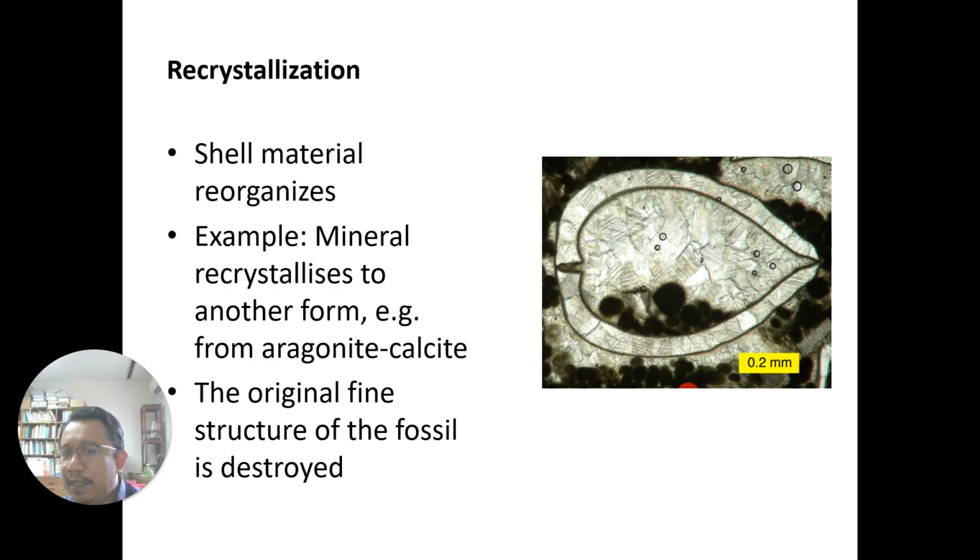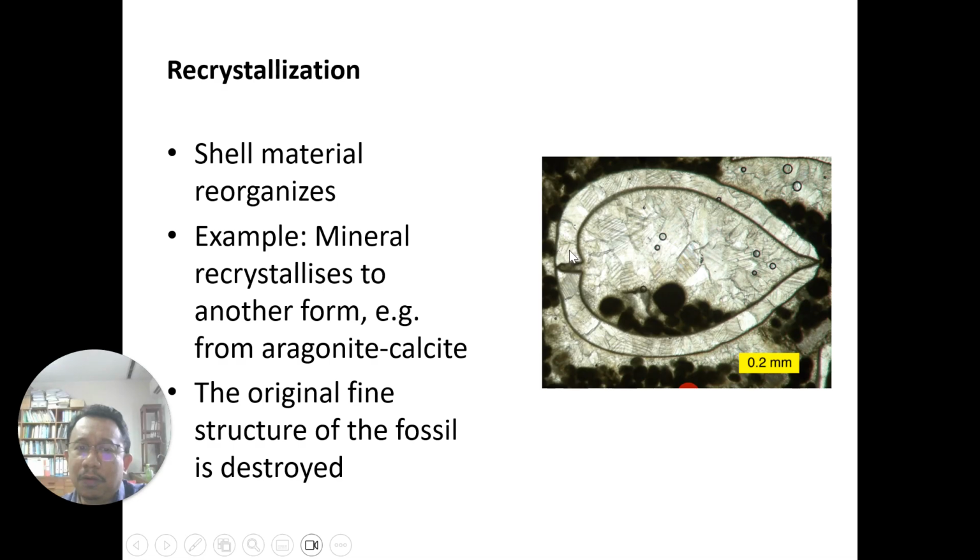For example, recrystallization. So what happens during recrystallization? You still get groundwater flowing through the pores, right? And you have chemical reactions. So what happens is that the shell material reorganizes. For example, you might have started with a shelled animal like this, an ostracod. It's a small crustacean with two shells, two hard parts, right? So these are the two shells.